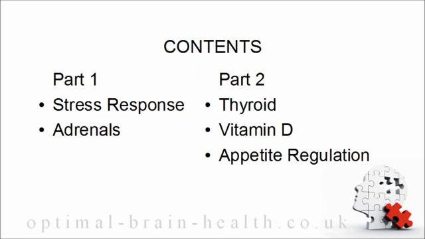Unit 4 is in 2 parts. In this part we'll look at the stress response and the biological systems that mediate it, and especially the adrenal glands. And then in the second part we'll look at other hormone systems including the thyroid and vitamin D, which is technically not a hormone, but it functions like a hormone because it's essentially a signaling molecule. And then we'll take a closer look at appetite regulation. And it's quite common that appetite regulation is not working too well, especially when you're trying to lose weight.